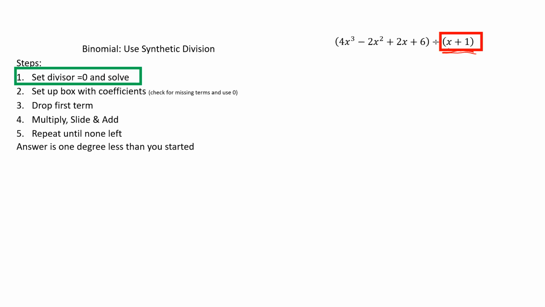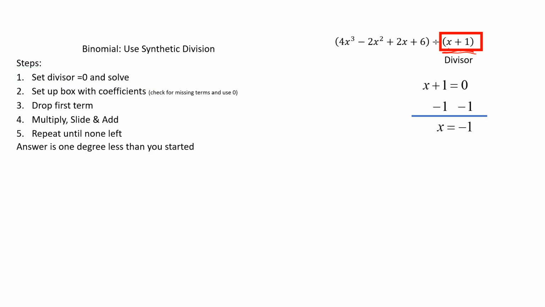So I'm going to take x plus 1, which is my divisor, and I'm going to set it equal to 0 and solve for x. So x is -1. My next step is I'm going to look at all my coefficients, and I'm going to check to see if I have any missing terms. So what that means is I have an x to the third, an x squared, an x, and no x at all. An easy way to check this is if I have a third degree, I should have 4 terms.